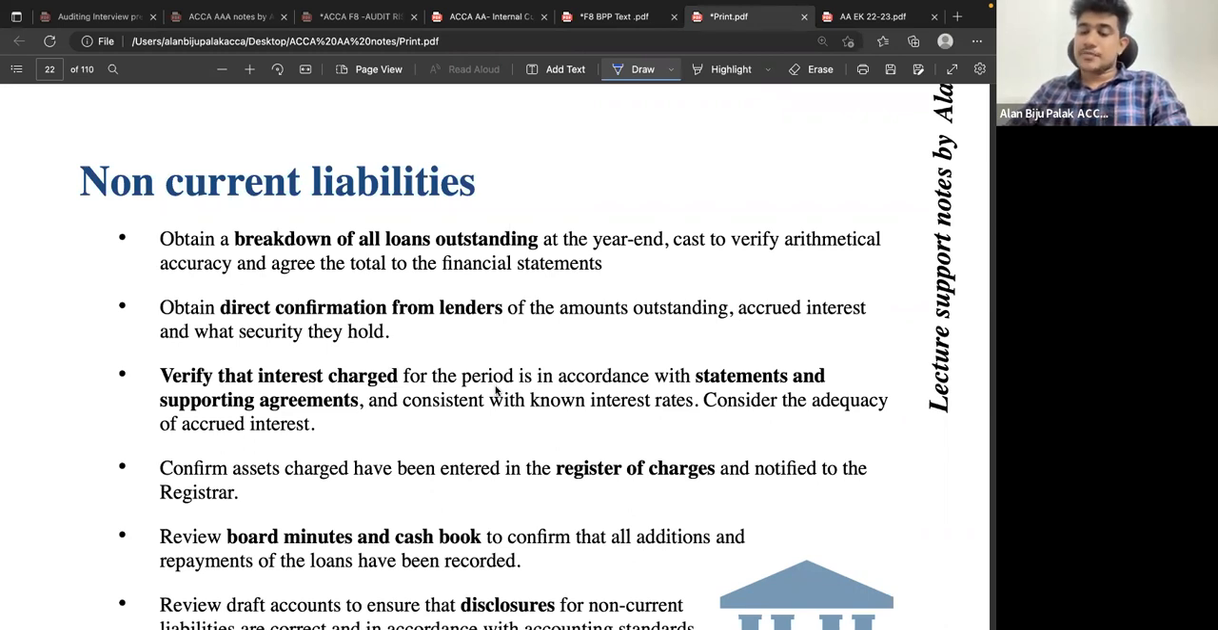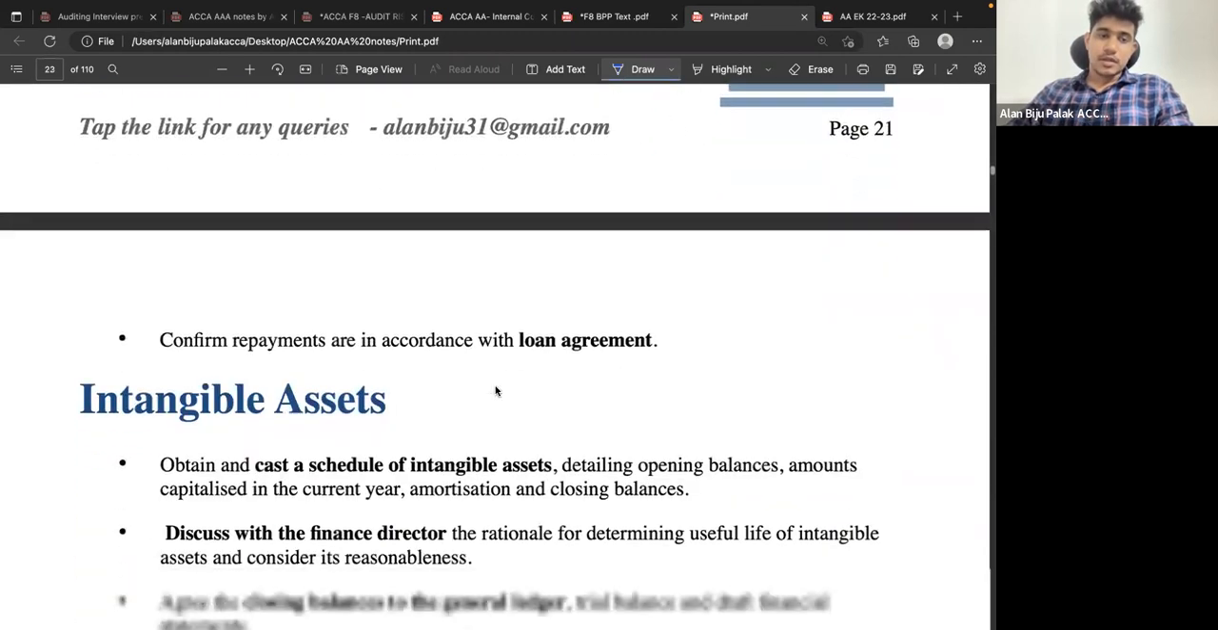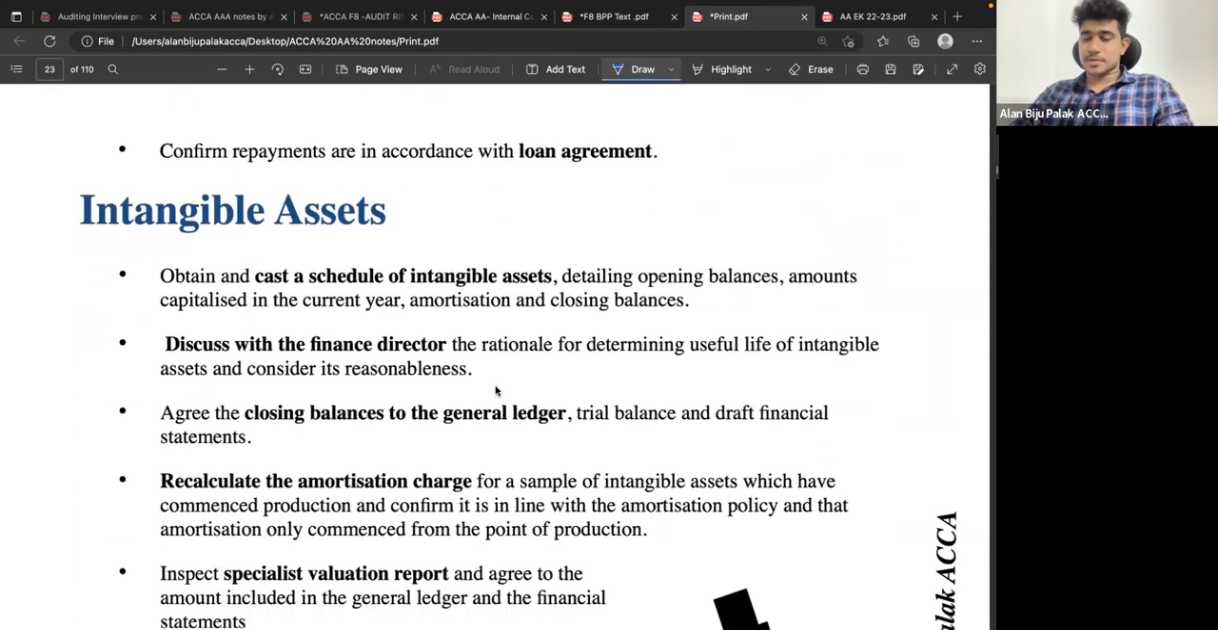And if the company hasn't treated non-current liability appropriately, the balances will be misstated. So the examiner will be asking you to identify the substantive procedures that have to be performed by the auditor in relation to the non-current liability. Then you have to provide these points. Then again, intangible asset.